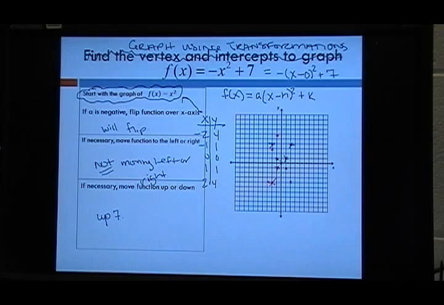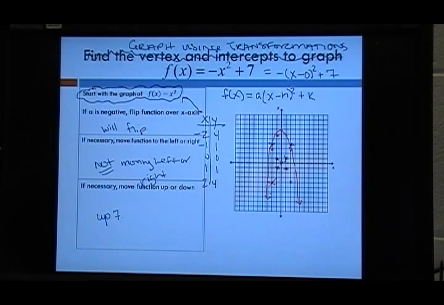This is up 1, 2, 3, 4, 5, 6. I must have messed up. 1, 2, 3, 4, 5, 6, 7. There we go. That's gone. And then move that up 7. And then I'm going to move this up 7. And this is going to now be the graph of this parabola.